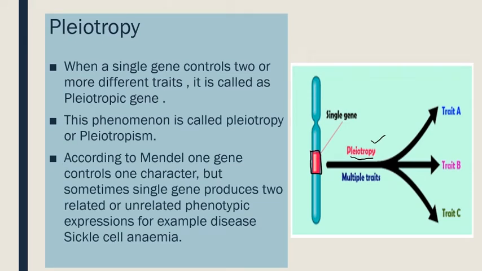According to Mendel, one gene controls one character, but sometimes a single gene produces two related or unrelated phenotypic expressions, and this can be seen in the case of sickle cell anemia. So one of the examples is sickle cell anemia. As a single gene is affecting different traits, pleiotropism is an example of non-allelic or intergenic expression.